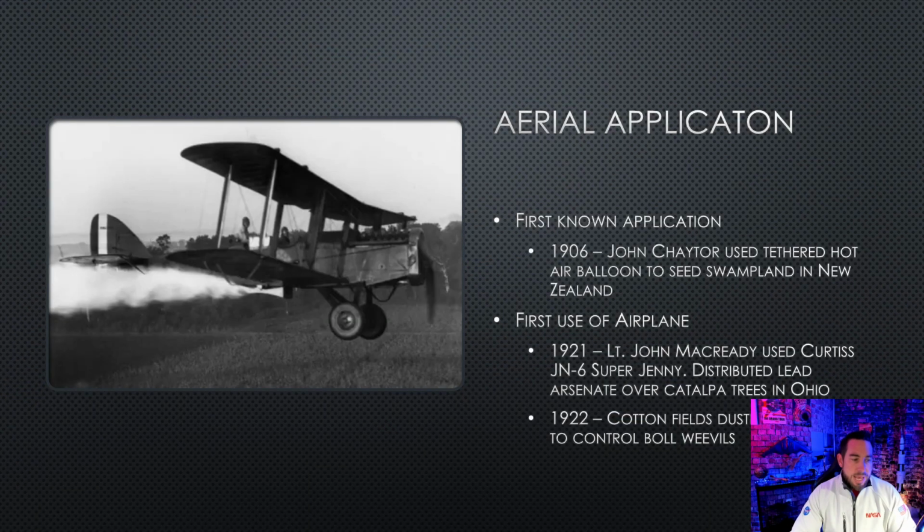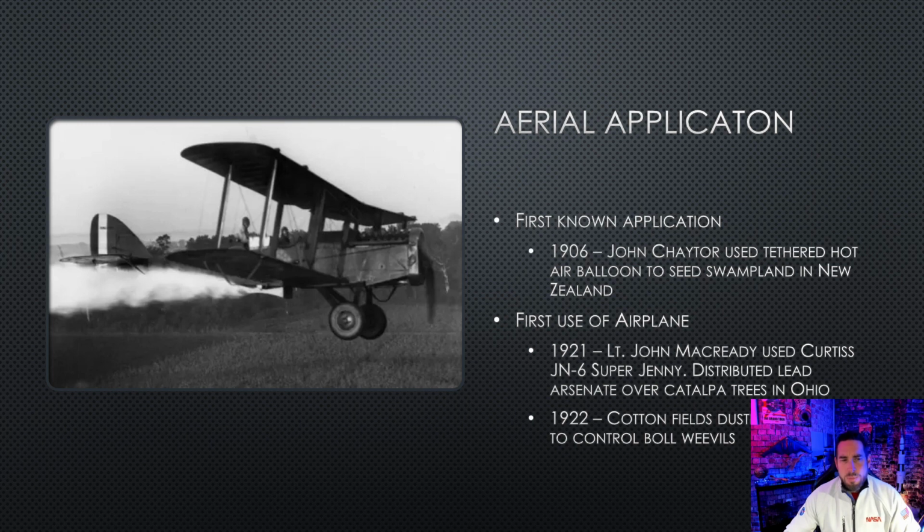A little history. The first known aerial application happened in 1906. This guy, John Chater, took a hot air balloon, tethered it, and used it to deliver seed in swampy areas in New Zealand. Then the first use of an airplane happened in 1921. Lieutenant John McCready used this aircraft here. It's a JN-6 Super Jenny, a World War I fighter plane. It's not too sleek looking, but it was what the Americans used in World War I.